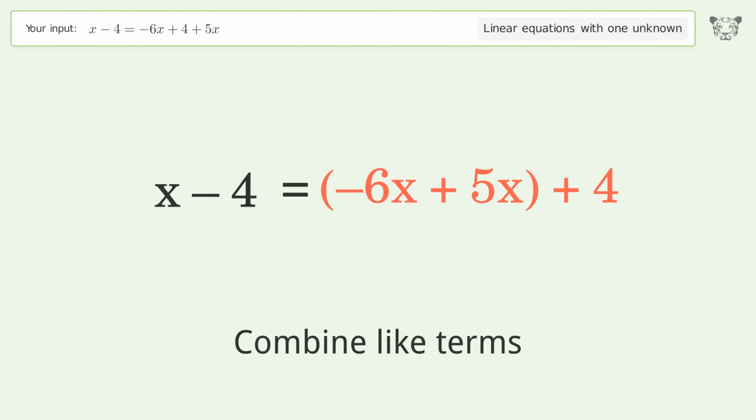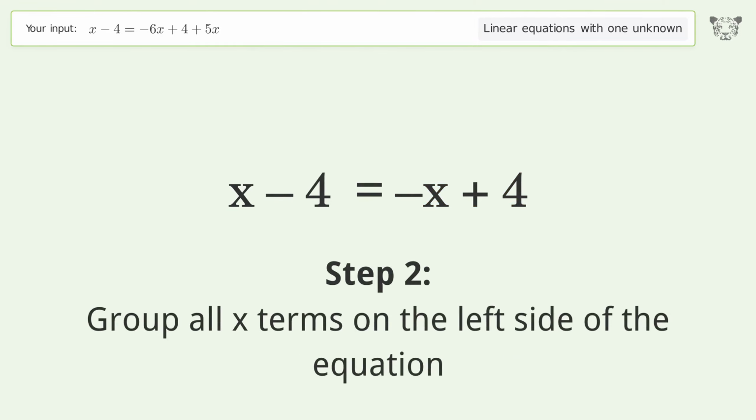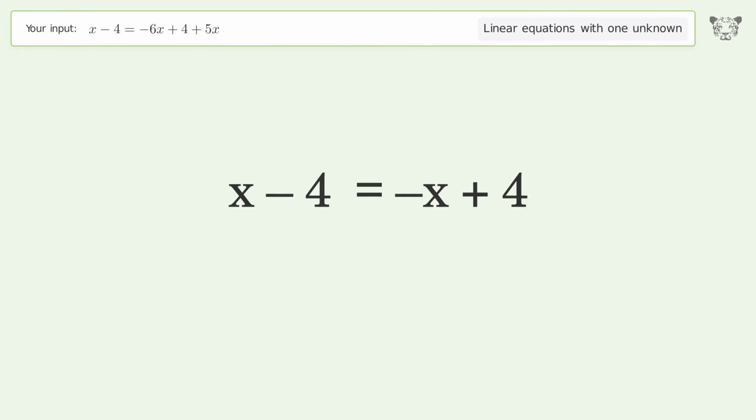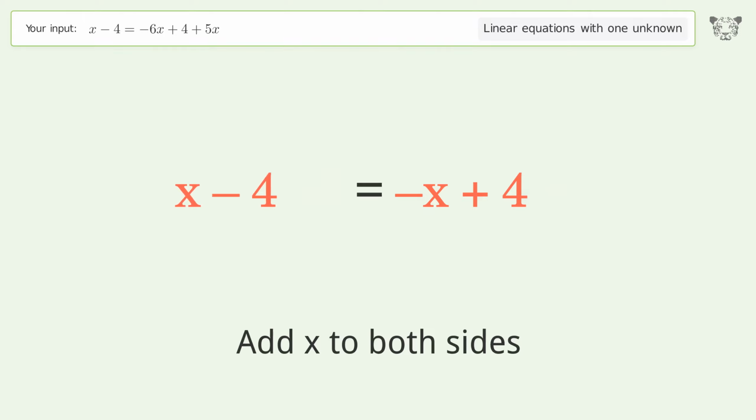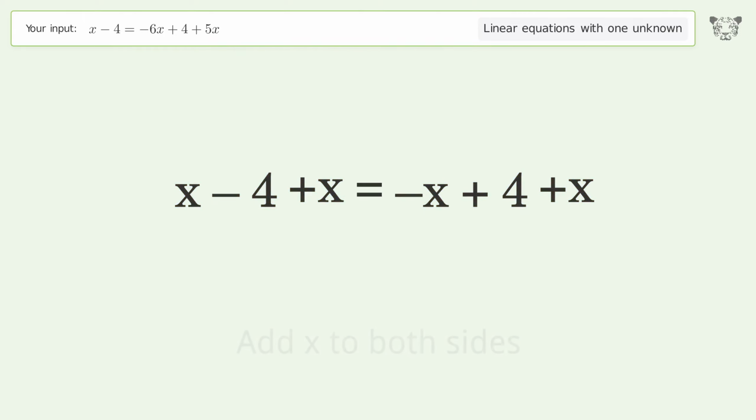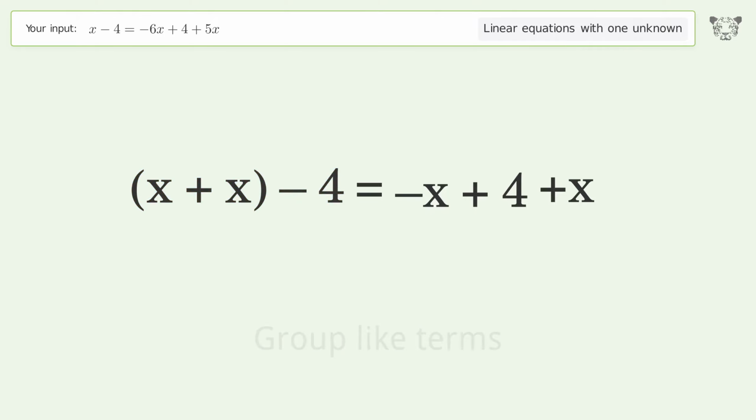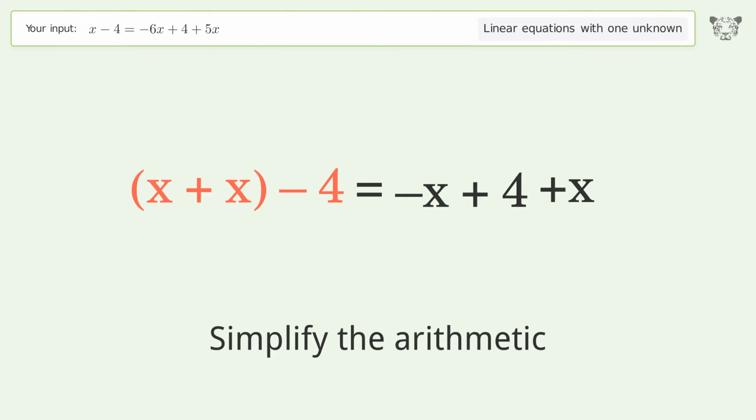Combine like terms. Group all x terms on the left side of the equation. Add x to both sides. Group like terms. Simplify the arithmetic.